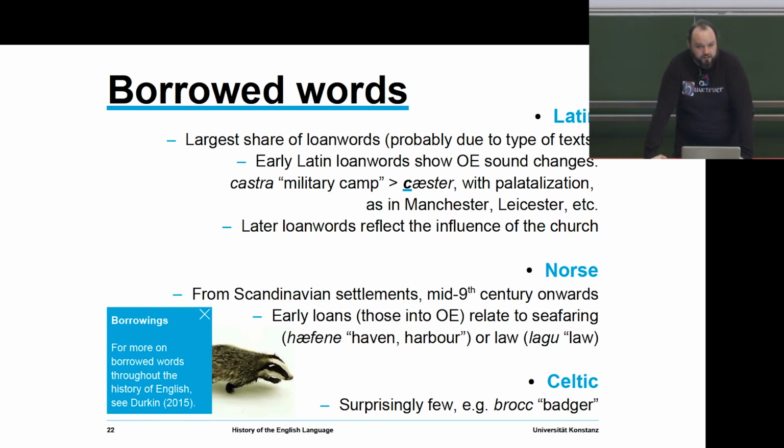One kind of word, you can often tell when a word is borrowed really early because it shows the kind of sound changes that you would expect in Old English. So castra, a vulgar Latin word for a military camp. So this is somewhere where an army stops or stays. This word becomes chester. And this chester, so this k has become a ch.